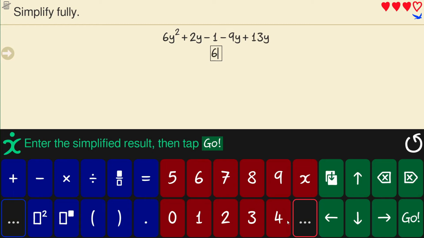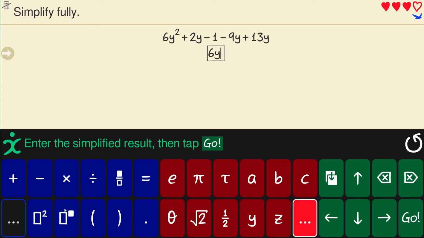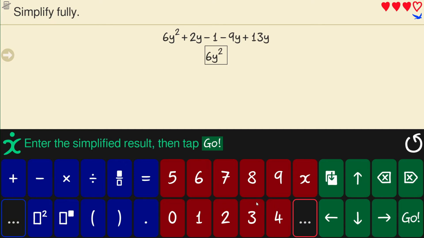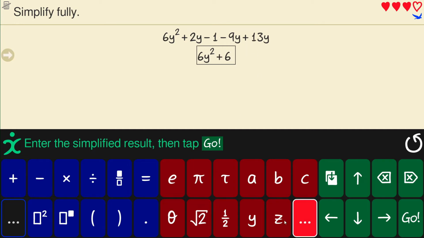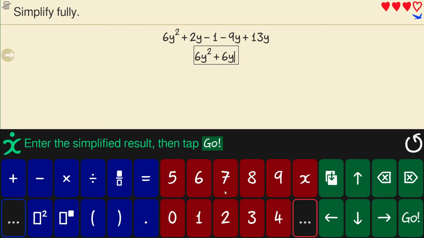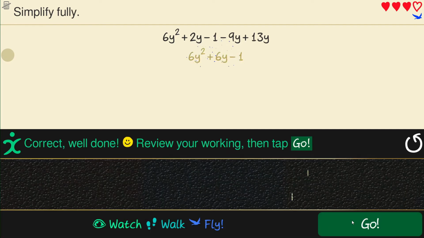Right, so that 6y squared won't collect with anything. But then I've got a few y terms here. How many have we got? So I've got plus 2y, take away 9y is minus 7y, plus 13y, I think is going to give me plus 6y. And then take away 1. And is it like that? Yep.